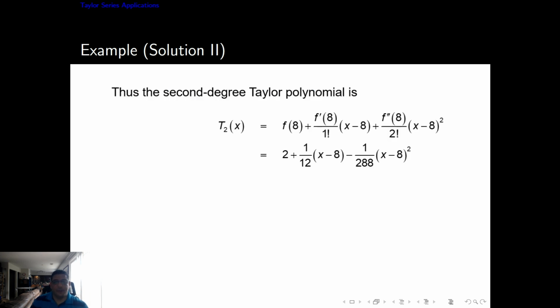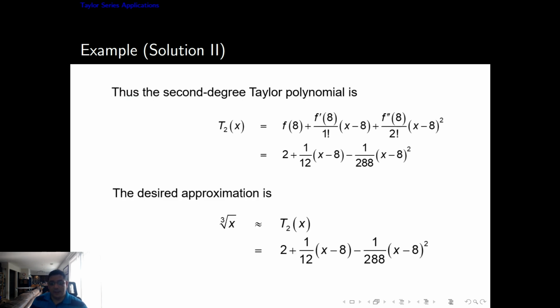Now, the second degree polynomial then is going to be f of a plus f prime of a over 1 factorial times x minus a plus f double prime of a over 2 factorial times x minus a squared. Now, replacing that by the values, that gives me this polynomial: 2 plus 1 over 12 times x minus a, minus 1 over 288 times x minus a squared. This desired approximation here for square root of x is going to be pretty good.